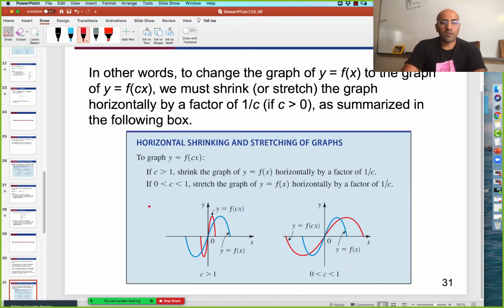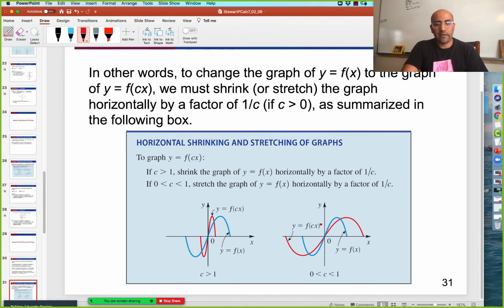So, horizontal shrinking and stretching of a graph. If c is greater than 1, then f of cx is related to f of x in that it is a horizontal compression, a shrinking. It goes through its period faster. So here is what it would look like. The original one is the blue one, multiplying it by cx, where c is a positive number greater than 1, makes it go through its period faster.